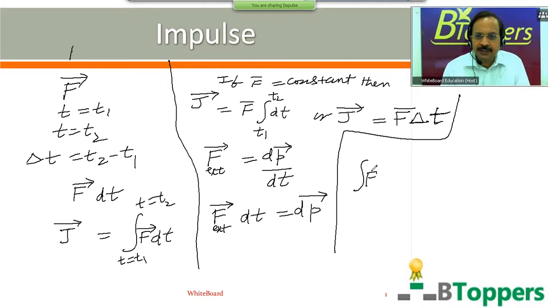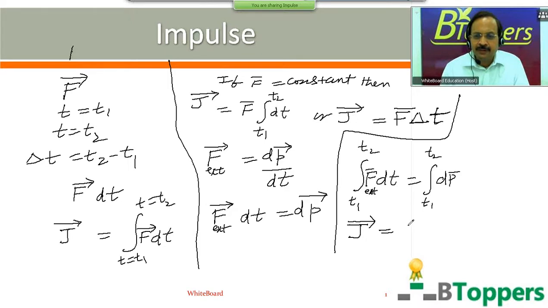So if you integrate both sides, integral of F bar dt between t equal to t1 and t equal to t2, equals integral of dp bar from t equal to t1 to t2. The left hand side is denoted by J bar. So the impulse of the resultant external force on the body will be equal to the final momentum of the body at the instant t equal to t2 minus the initial momentum of the body at the instant t equal to t1.